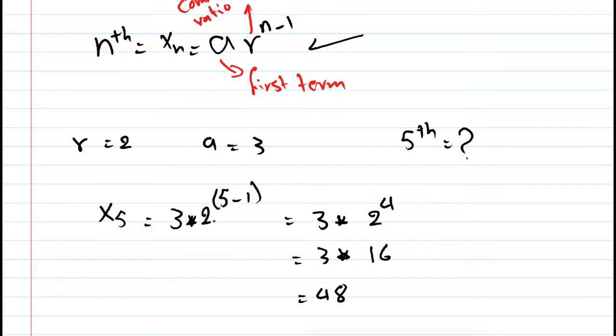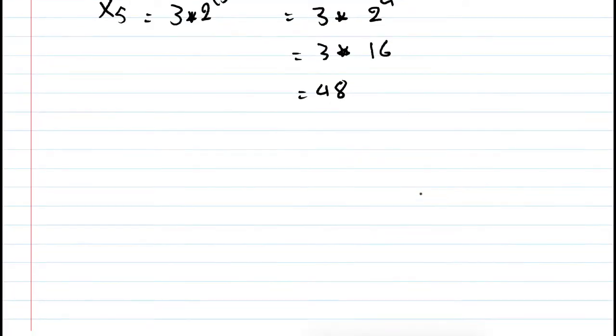So the fifth term of this geometric sequence equals 48. Okay, let me give you another example. This example is a bit harder.